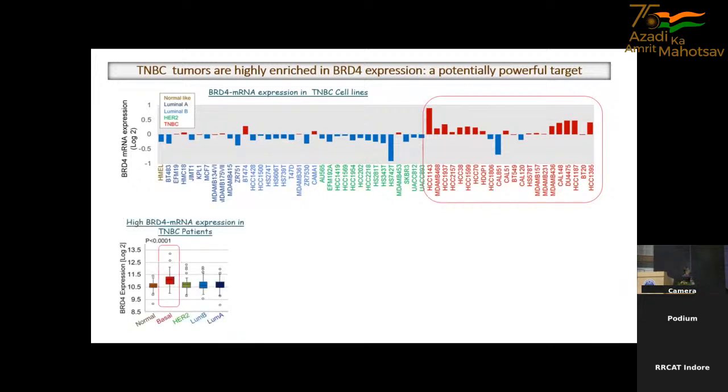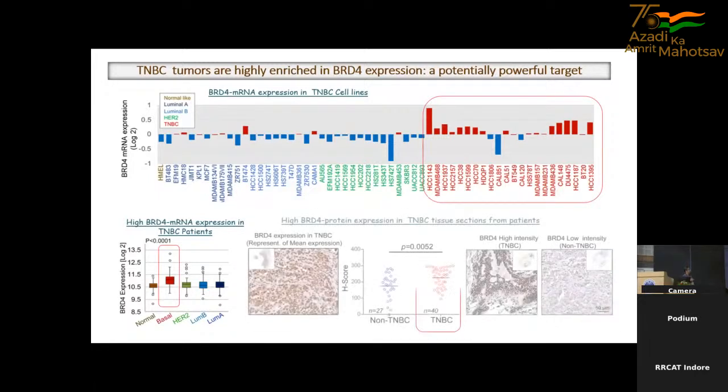And then we also looked at the patient cancer database from TCGA, and we can see that basal-like tumors, which are mostly TNBCs, have the highest expression of BRD4 protein. Then we also looked in some tissues of TNBC versus non-TNBC breast cancers, and we could also see a very nice nuclear localization of the BRD4 protein, which is highly expressed in the TNBC specifically.